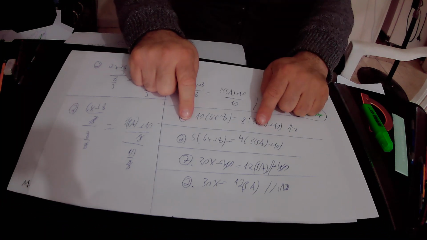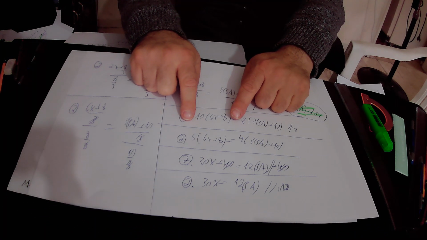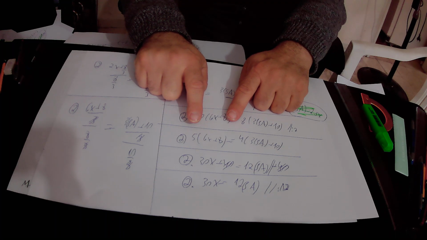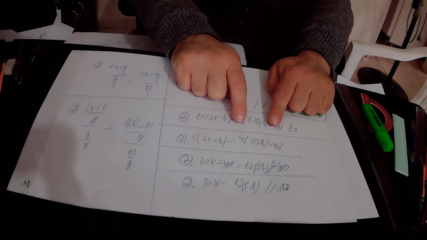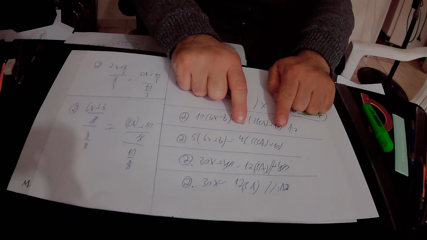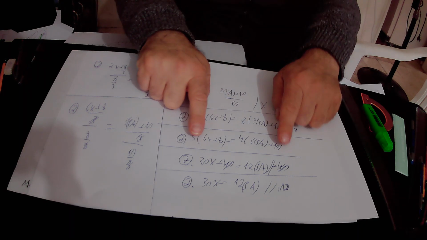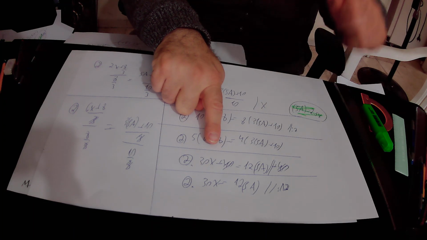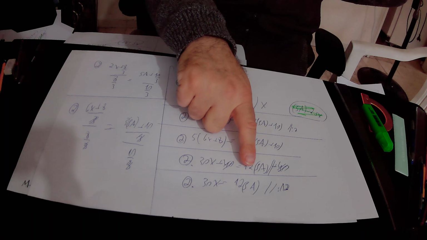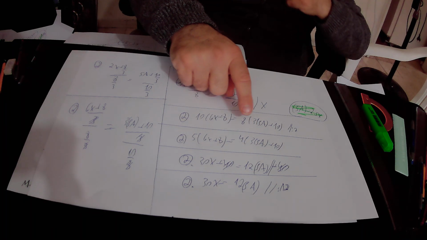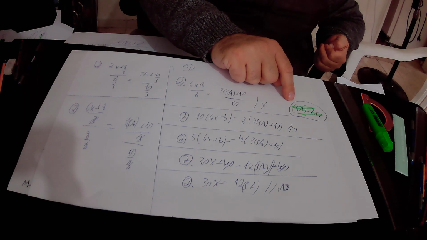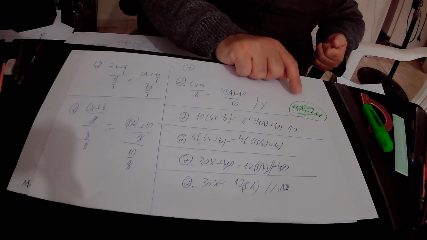Then we open the brackets on both sides of the equation and find out that 5 times 6x is 30x, plus 5 times 8 is 40. This equals 4 times 3SA, which is 12SA, plus 4 times 10, which is 40. So here we have 40 on both sides of the equation, so 40 will get cancelled, and we have only 30x equals 12SA. Here we divided this equation by 12 and finally found out that SA equals 30x over 12, which is 2.5x.